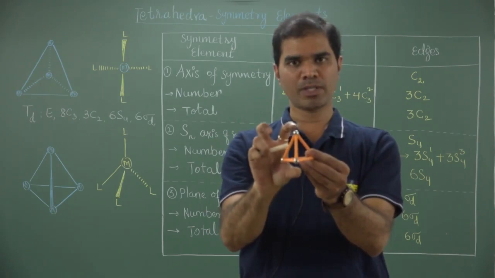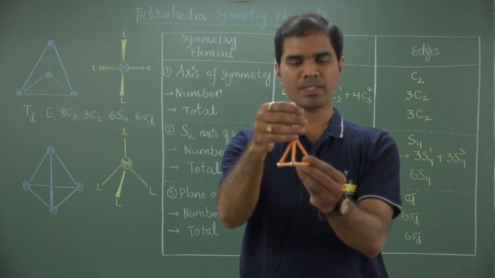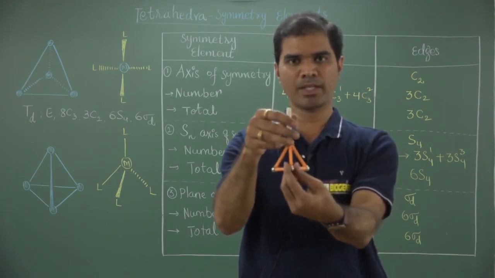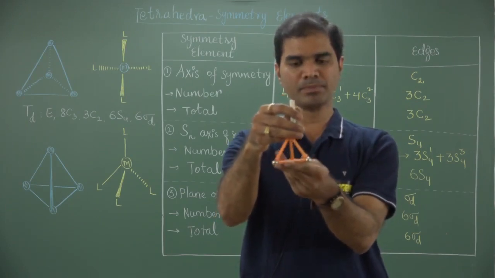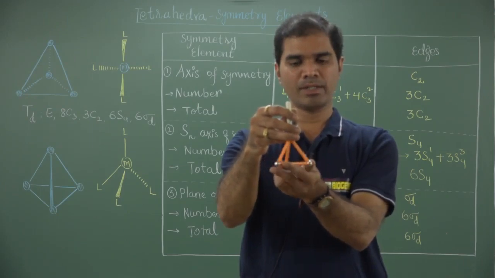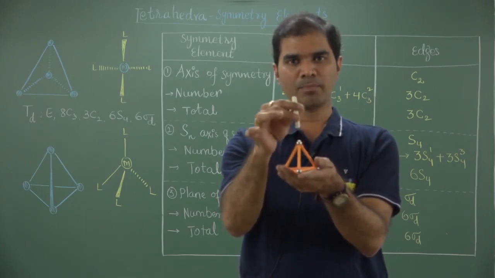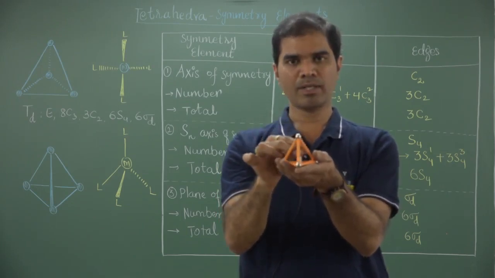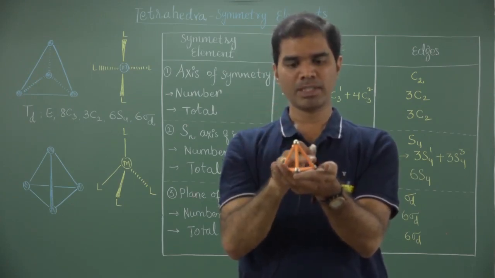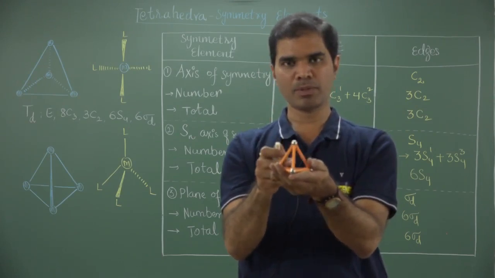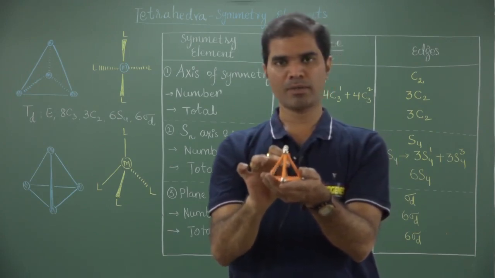From every pair of a corner and an opposite triangular face, a C3 can be passed. Once I pass a C3, rotate by 120 degree angle, it will give you an equivalent configuration. Rotate by another 120, equivalent. Rotate by third 120, that will give you identical structure. If I am able to pass a C3 from a pair of a corner and one triangular face, I can also pass another C3 from second pair, third C3 from third pair, and fourth C3 from the fourth pair. Each C3 is passing from a pair of a corner and an opposite triangular face.